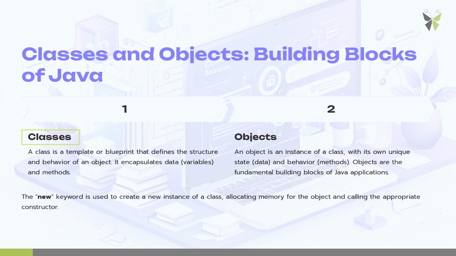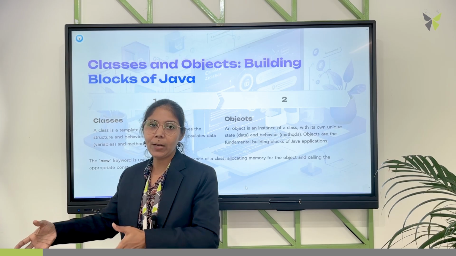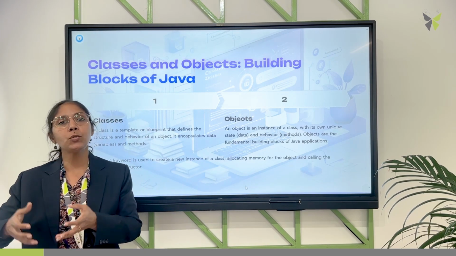So what is a class? A class is a template or blueprint that defines the structure and the behavior of an object. It normally encapsulates your variables, that is your states, and your methods. Objects are nothing but the instances of those classes. For every new object interacting with our system, we are going to create a new object of our class. Objects are basically the fundamental building block of any project that we create. How are objects created? Objects in Java are created with the help of the new keyword. This new keyword indicates to my JVM that new memory has to be allocated for my object in which I can store my data.